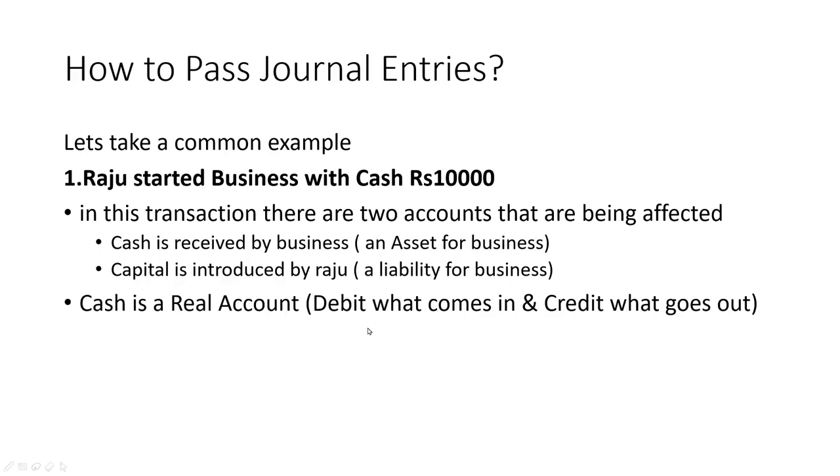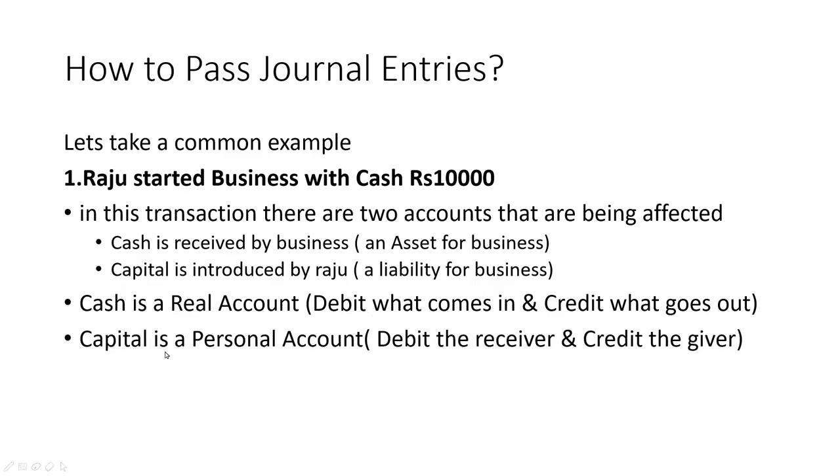So if we use the rule of debit and credit, cash is a real account. So the rule says debit what comes in and credit what goes out. So since cash is coming in, we will debit the cash account in the journal entry. Then capital account is a personal account. It belongs to a person. Debit the receiver, credit the giver. So since Raju is the giver, we will credit the capital account.